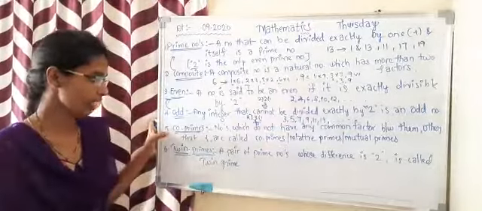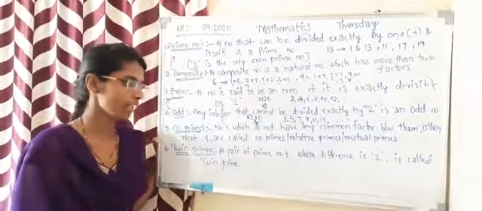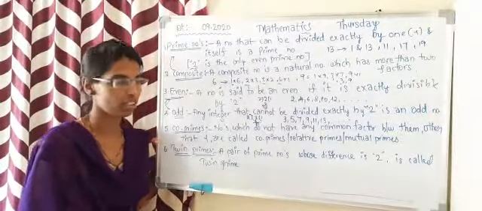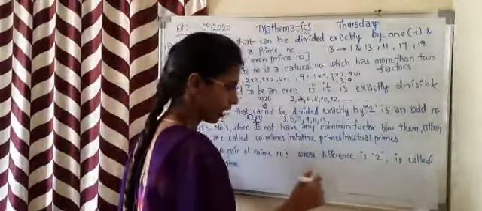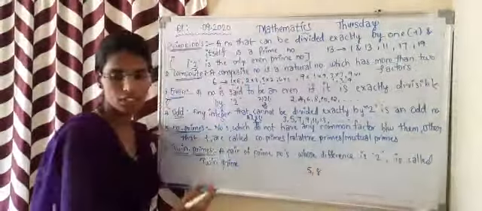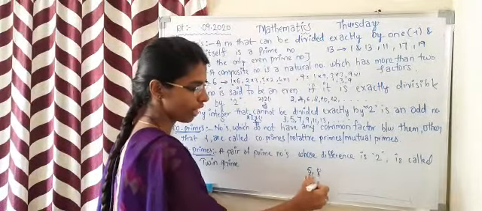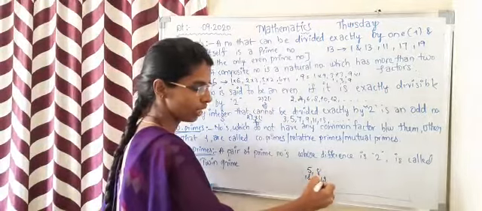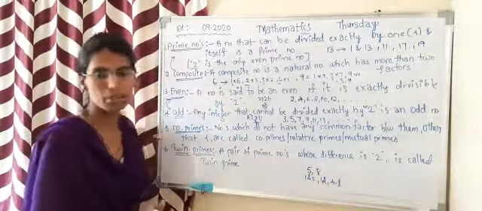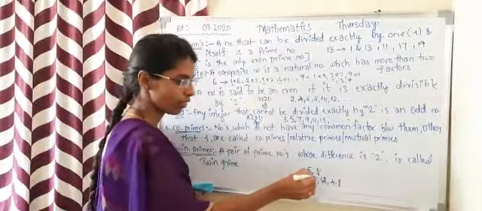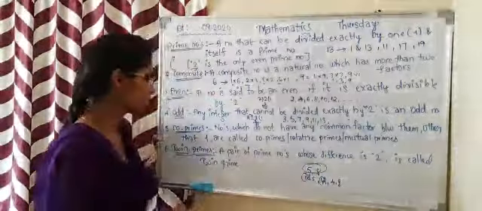Next, co-primes. Numbers which do not have any common factor between them other than 1 are called co-primes. For example, if you take 5 and 8. What are the factors of 5? The factors of 5 are 1 and 5. What are the factors of 8? 1, 2, 4, and 8. Here, what is the common factor between them? 1 is the common factor in both. Therefore, these two are called co-primes.